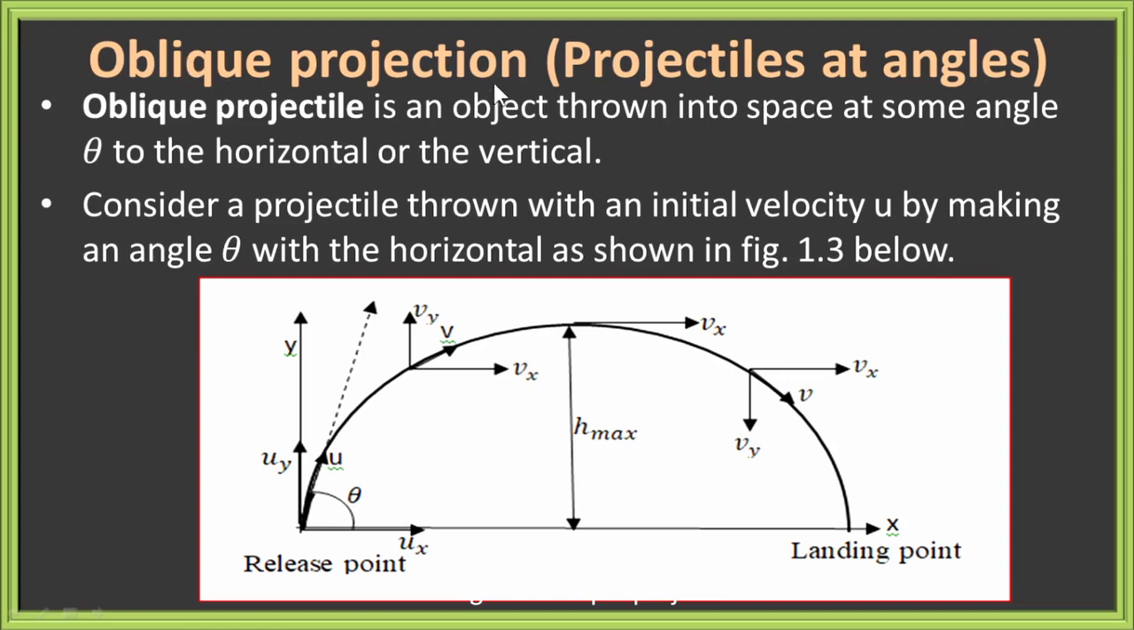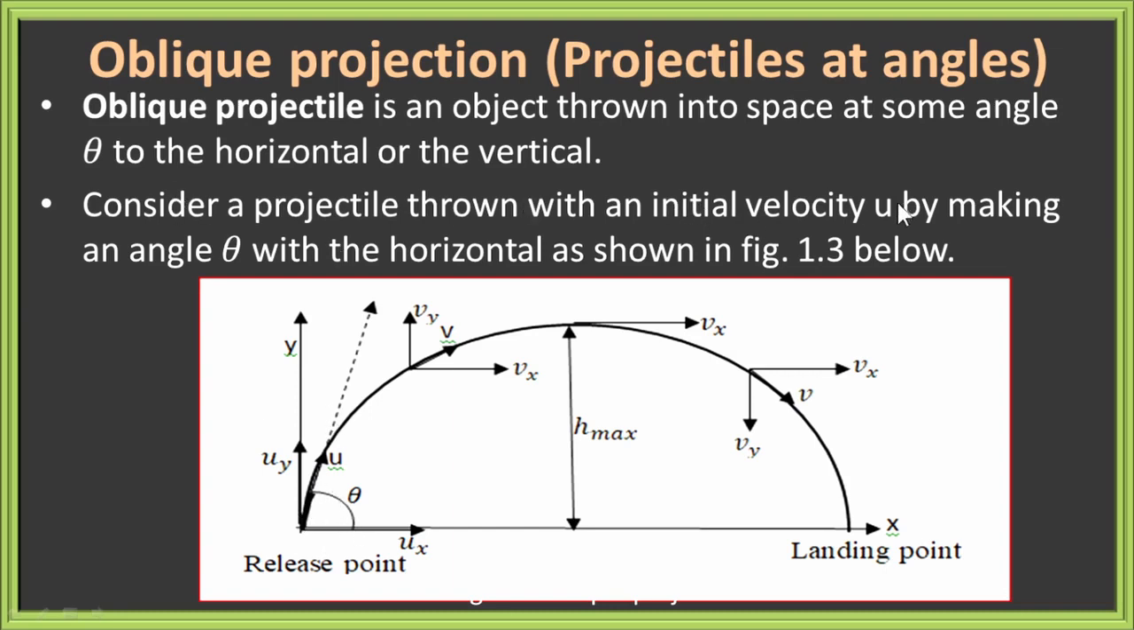Oblique projection, or projectile at an angle, is an object thrown into space at some angle theta to the horizontal or vertical. An object thrown at an angle into space is considered to be an oblique projectile. It is thrown neither vertically upward or downward nor horizontally. Instead, it is thrown at an angle. Look, this is an oblique projectile because it is thrown at an angle theta to the horizontal.